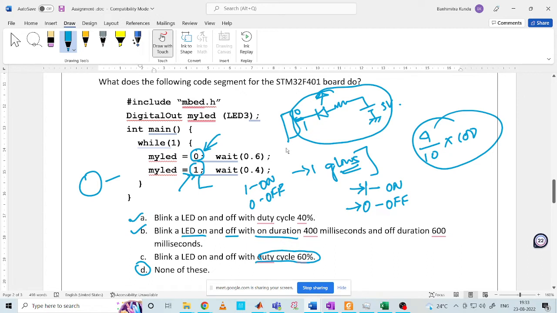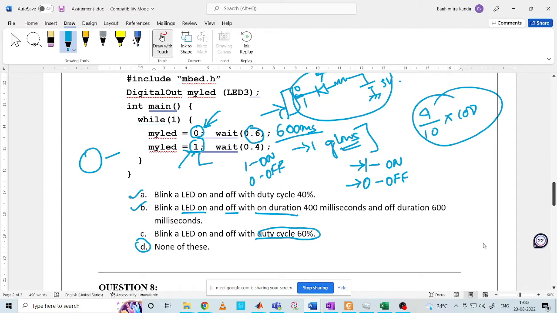But keep this thing in mind. Whenever you are designing a circuit or working on real world problems, you have to understand it. Sir, will the wait give us a delay in seconds or milliseconds? You are giving 0.6 here, right? That is seconds, so 600 milliseconds. Okay. So keep this thing in mind while answering.